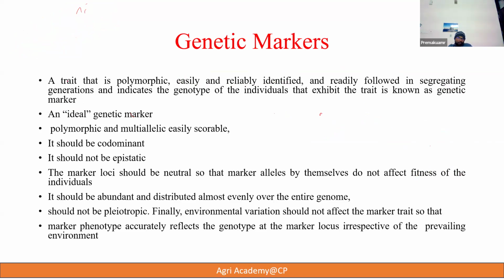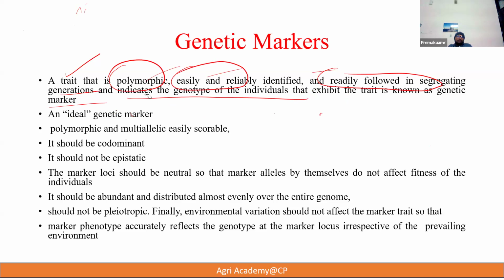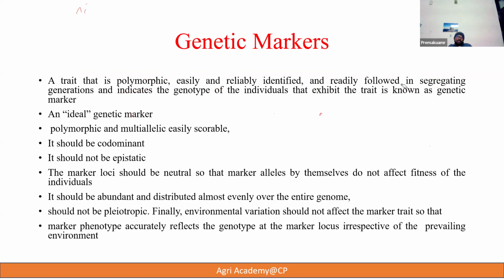Just remember, the trait is polymorphic, easily and reliably identified, and is readily followed in segregating generations. If all of this is confirmed, then it is known as a genetic marker. Then, what are the properties of an ideal marker? If you are using some trait as a marker, then what are the ideal characters it must have? I told you, polymorphic. I think many of you are okay with this.